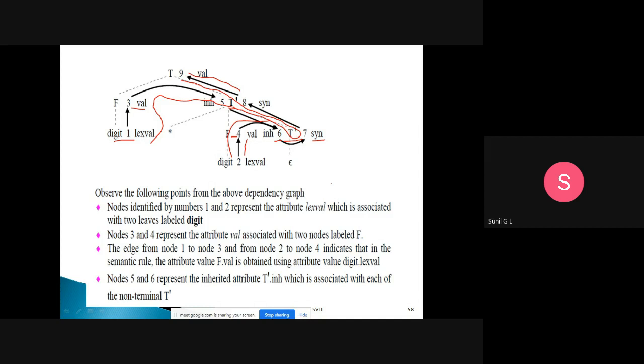So this one we will call a dependency graph. It means how data is flowing from one node to another node, showing that, we will call it a dependency graph.